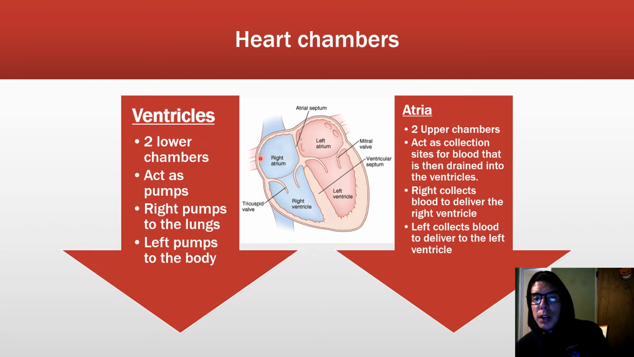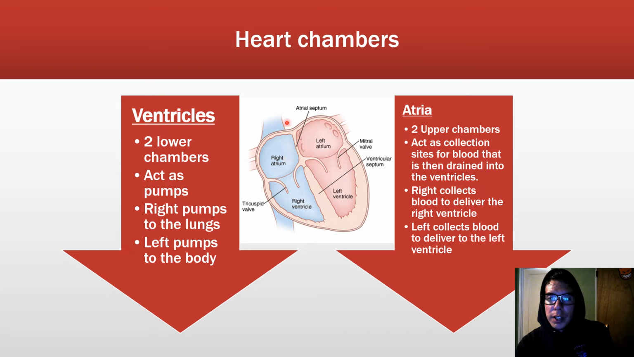Then our 2 upper chambers are called atria, sort of like an atrium in a building. It's like a commons area or something where people can hang out. That's how you can think of the right atrium and left atrium. They're just collection points. They do pump, but that's not their main job.